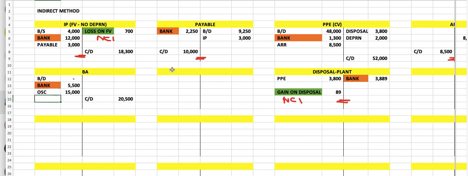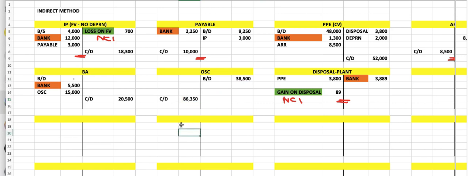So since dia dah sebut OSC, kita buka lah pula account OSC di sini. So OSC is equity, of course BD is on the credit side, CD is on the opposite side. So BD as per the SOP, ordinary share 38,500 and then CD dia adalah 86,350.